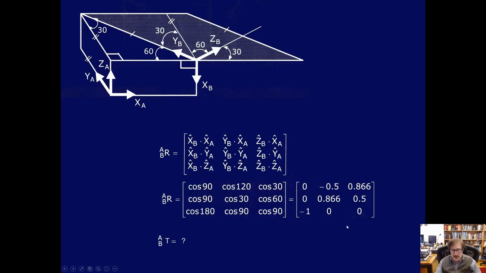Now that we found the rotation matrix from B to A, what is the transformation matrix from B to A? For the transformation matrix, we need the displacement information. Now obviously we see there is nothing in the y direction, therefore it's going to be something in the x direction and the z direction.